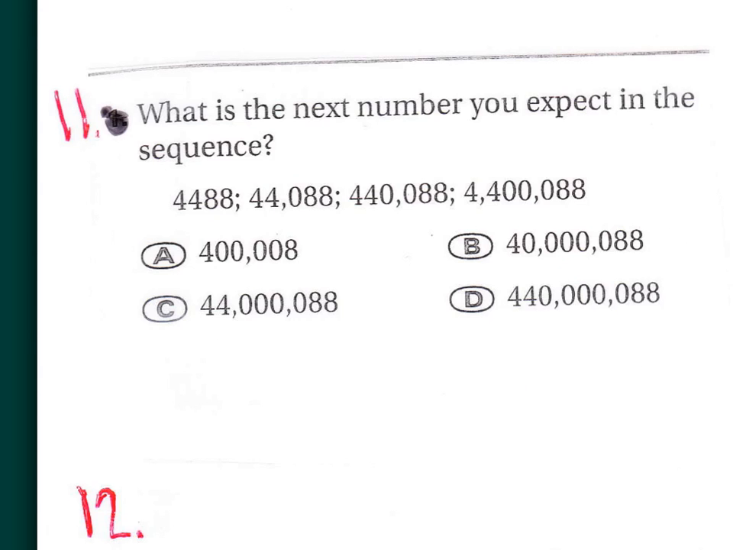On number 11, what number comes next in the sequence do you expect to see? So we start off with 4488, 44,088, 440,088, and then 4,400,088. So take a look at A, B, C, and D. I'm not going to even try to read all those necessarily, but which do you think would be the next one to come in the pattern?